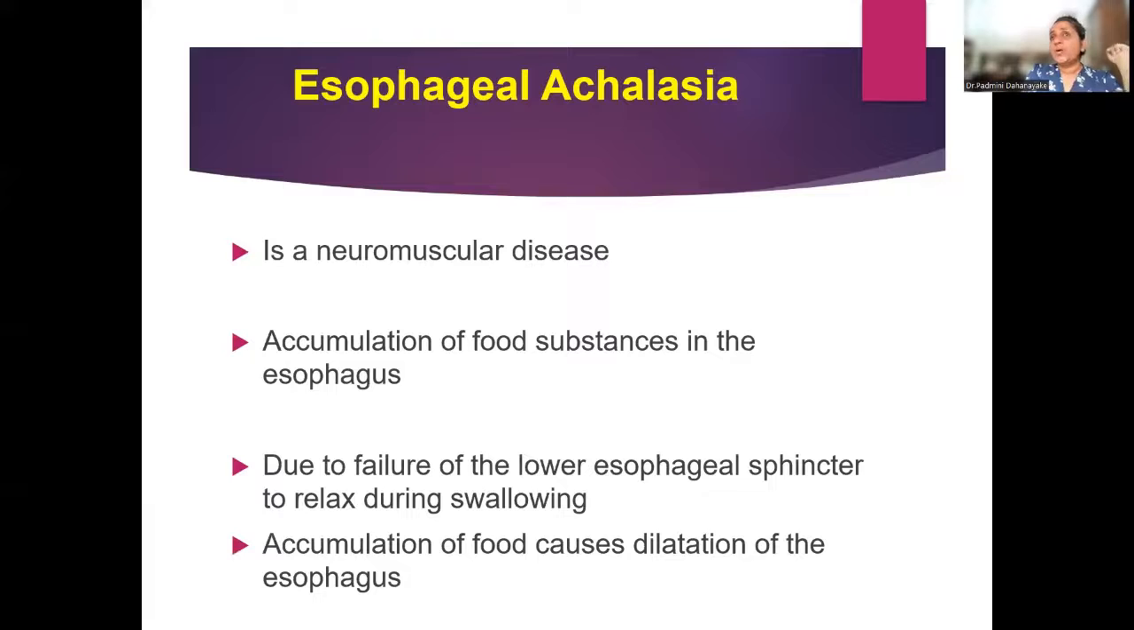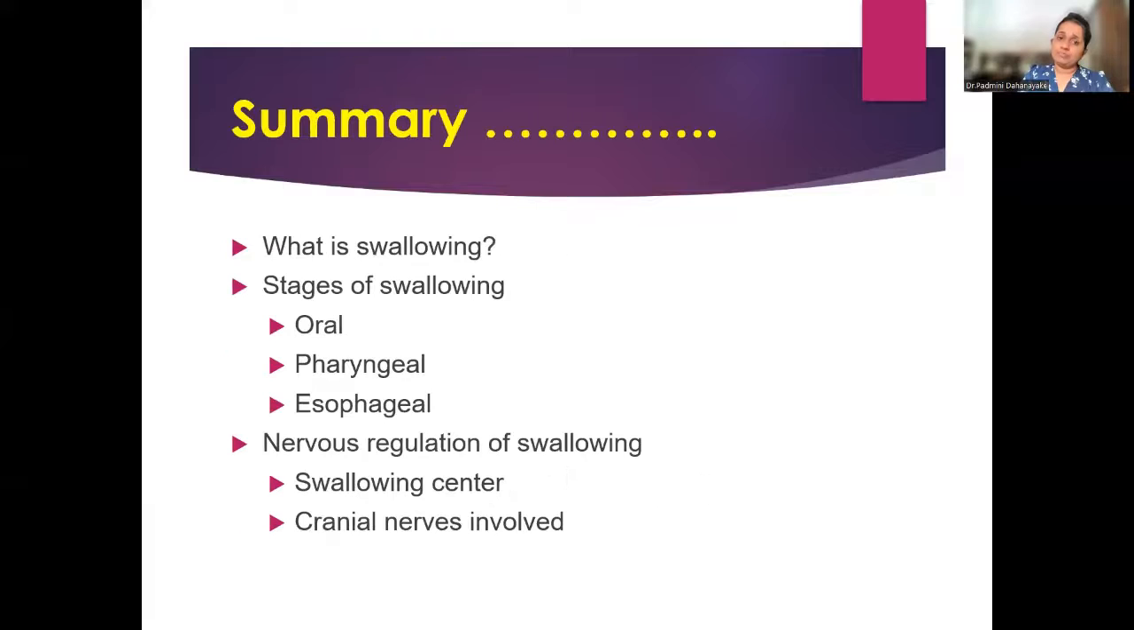Then the last one is esophageal achalasia. I told you this is a neuromuscular disease, which is actually a result of not relaxing the lower esophageal sphincter at the end of the swallowing process. So it will cause accumulation of food substances in the esophagus and it will distend the lower esophagus, causing dilatation of the esophagus. So again, it is a neuromuscular disease.